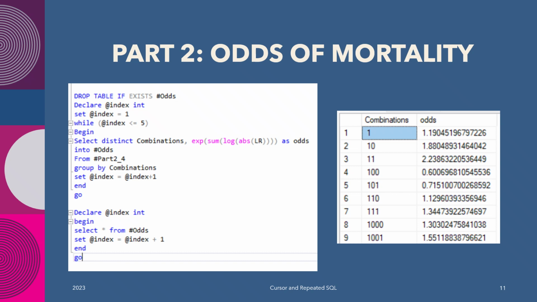Lastly, to calculate the odds of mortality, we create a do-while loop with an index set at 1 and use the likelihood ratio to calculate the odds of mortality based on every combination of ICD-9 codes from the 5 we are interested in. The final output shows the possible combinations of diagnoses along with the odds of mortality. A higher odds means a stronger association between the combination and death.